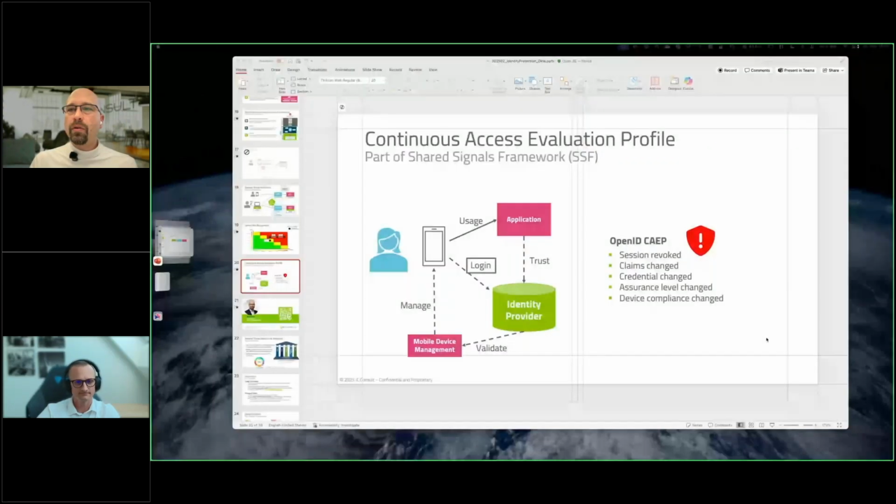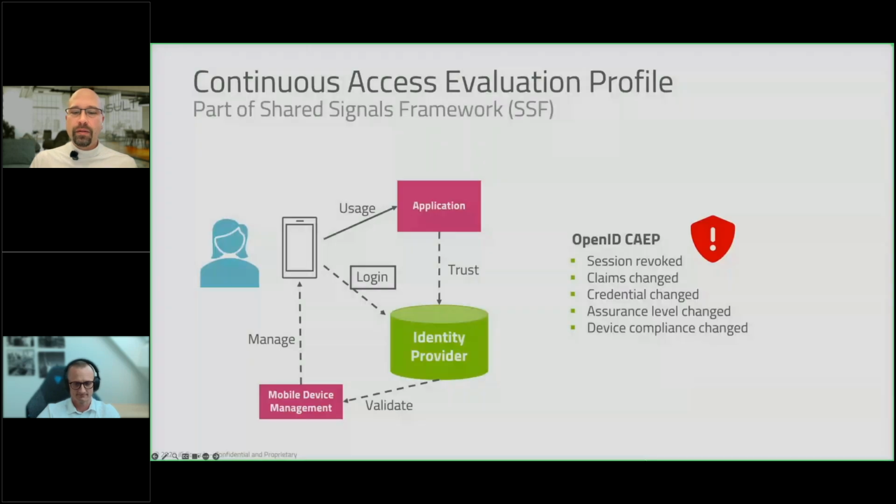So, here is my screen again. The CAP protocol is part of the shared signals framework of the OpenID Foundation. It's an additional protocol that you can use in combination with OpenID Connect. What it does is provide a standardized way that allows interactions between the identity provider, for instance, and mobile device management. Aki, you mentioned other partners like Zero Trust Network Access gateways, like Zscaler, but there are many others.